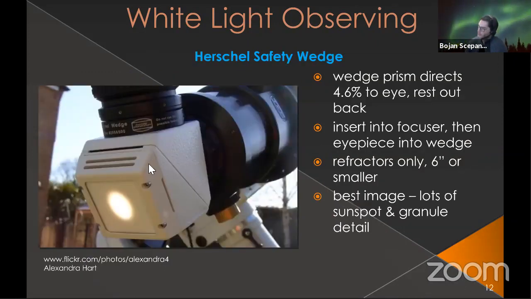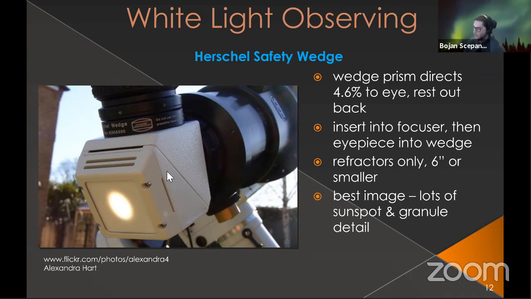This is a Herschel Wedge. So this is a piece of equipment that plugs into an existing refracting telescope. On this diagonal right here, you have a partially reflective mirror, which reflects about 4.6% of the sun's intensity up into the eyepiece, where you can further filter or view it. And on the back of this device here is usually a piece of ceramic or some piece of mass that can absorb all the energy that is passing through the telescope.